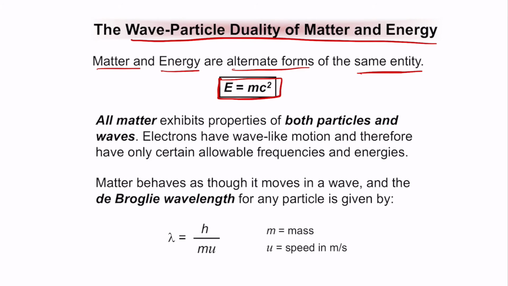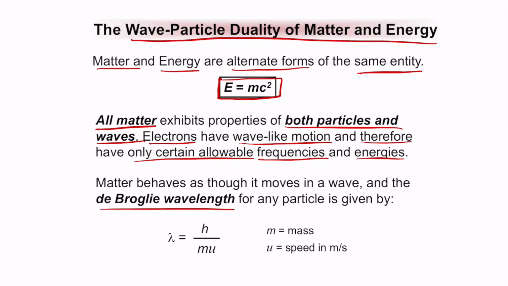All matter exhibits properties of both particles and waves. The first experiment that proved this was the electron diffraction experiment. Even electrons have wave-like motion, and therefore they have only certain allowable frequencies and energies. That was first given by the de Broglie hypothesis, which basically stated that every particle has both a mass and a wavelength, so it behaves both as a particle and a wave. He mentioned that the wavelength of a particular particle can be written as lambda equals h by mu, where m is the mass and u is the speed of the particle.